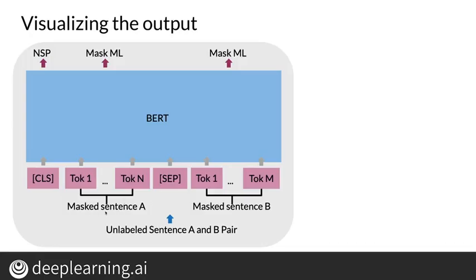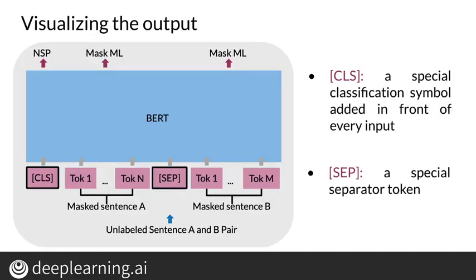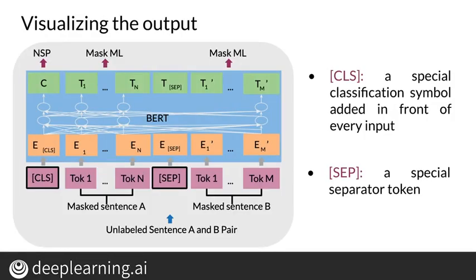Over here you can see you have masked sentence A, you have masked sentence B, they go into tokens, and then you have the CLS token, which is a special classification symbol added in front of every input. Then you have the SEP token, which is the special separator token. You convert them into the embeddings, so then you get your transformer blocks. And then you can see at the end, you get your T1 to Tn, your T1 prime to Tn prime. Each Ti embedding will be used to predict the masked word via a simple softmax. And you have this C embedding, which can be used for next sentence prediction.